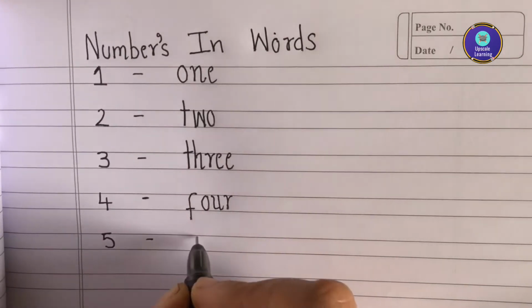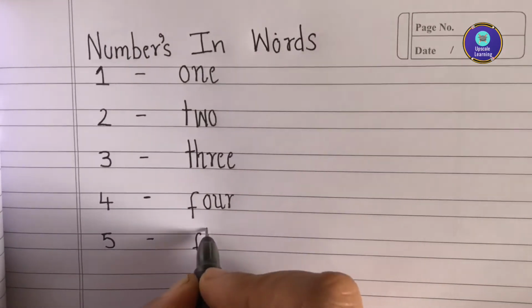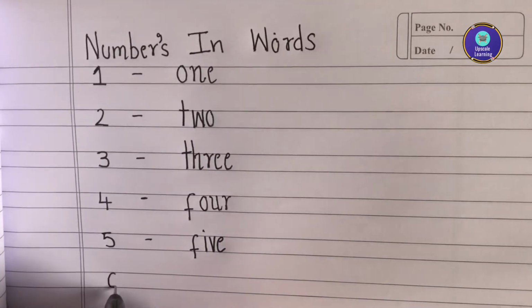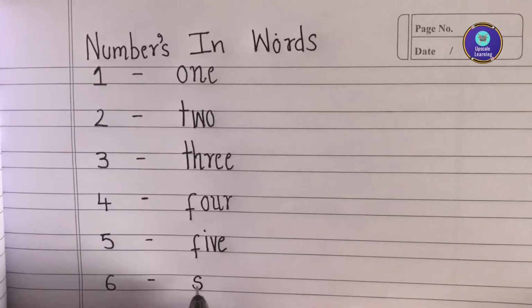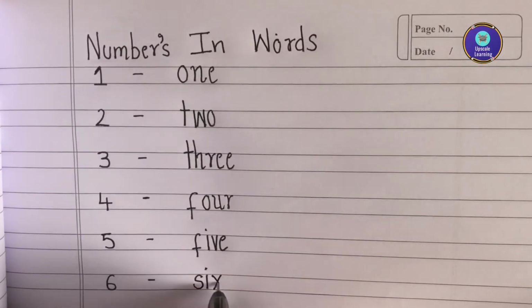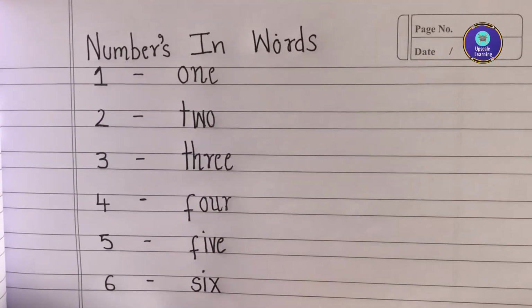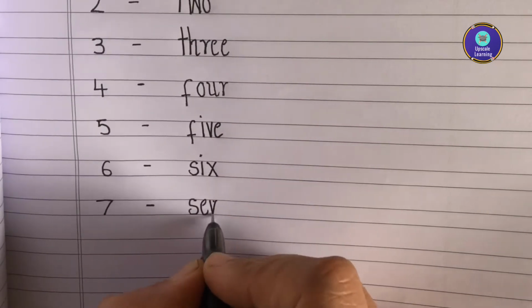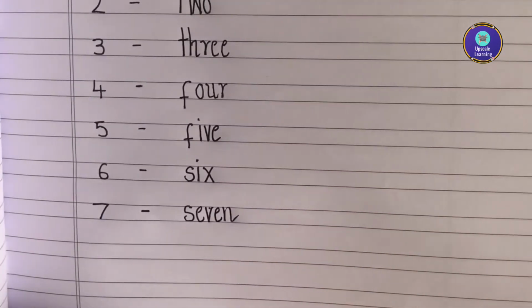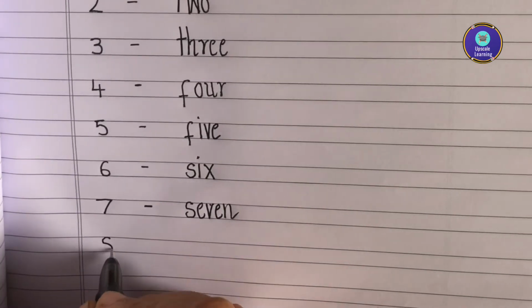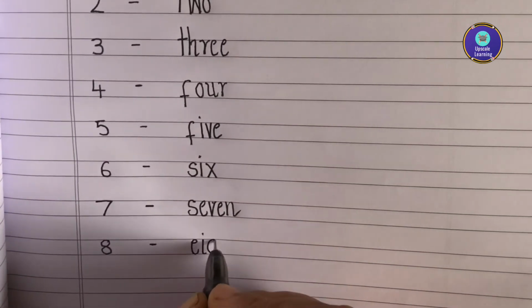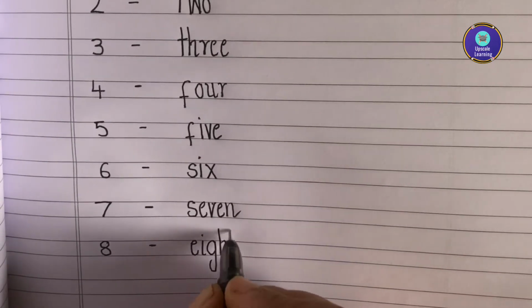5. F, I, V, E, five. 6. S, I, X, six. 7. S, E, V, E, N, seven. 8. E, I, G, H, T, eight.